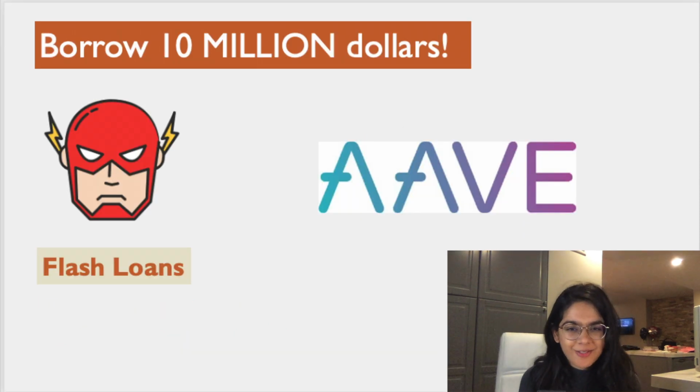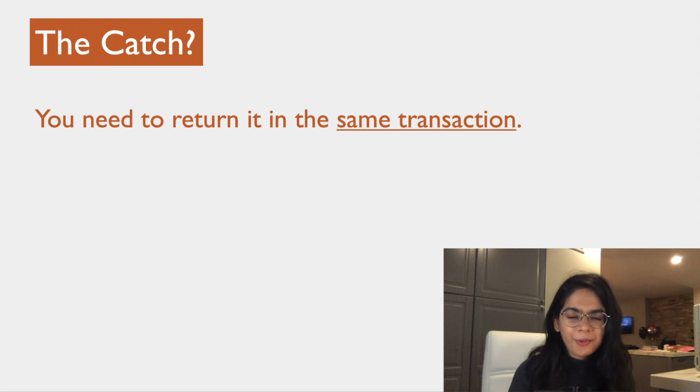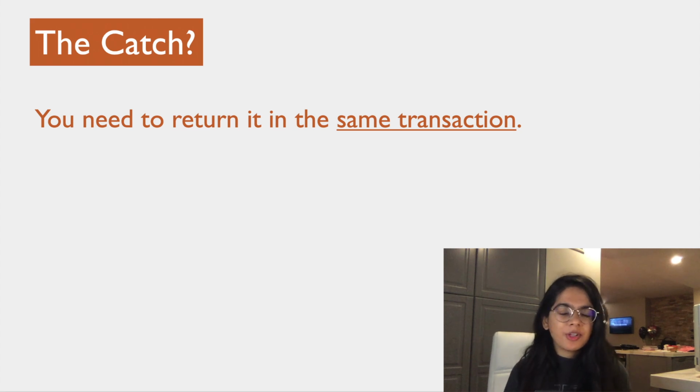So now let's talk about what I am really excited about sharing, which is how you can borrow like $10 million using flash loans. And one of the projects that I know that supports flash loans is Aave. So what's the catch? How can I borrow $10 million without requiring a social security number, without requiring a credit score, without requiring collateral? The catch is you have to return it within one block transaction. Now, what does that mean?